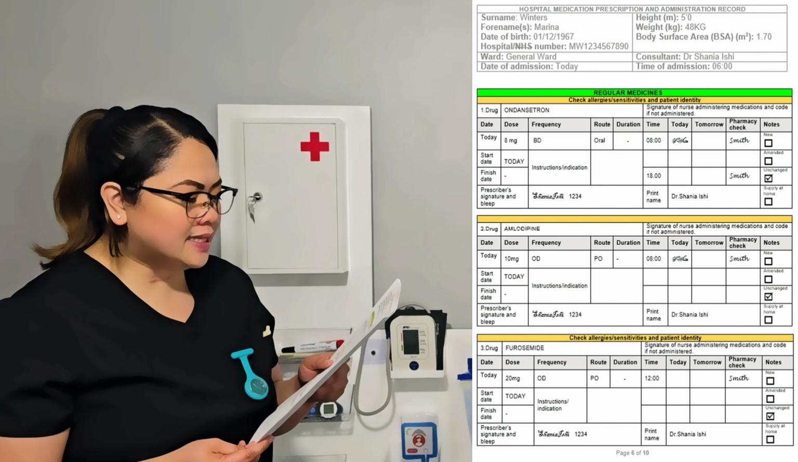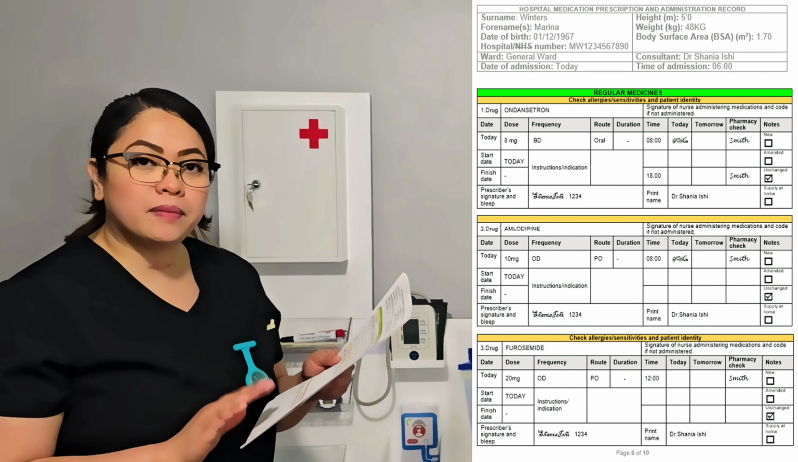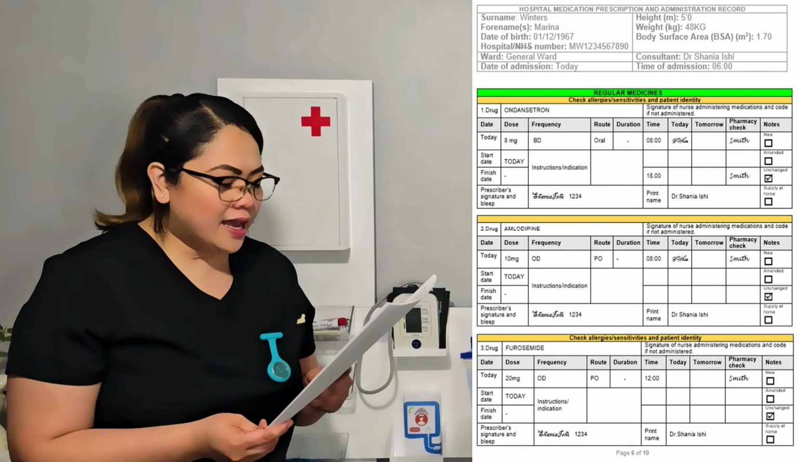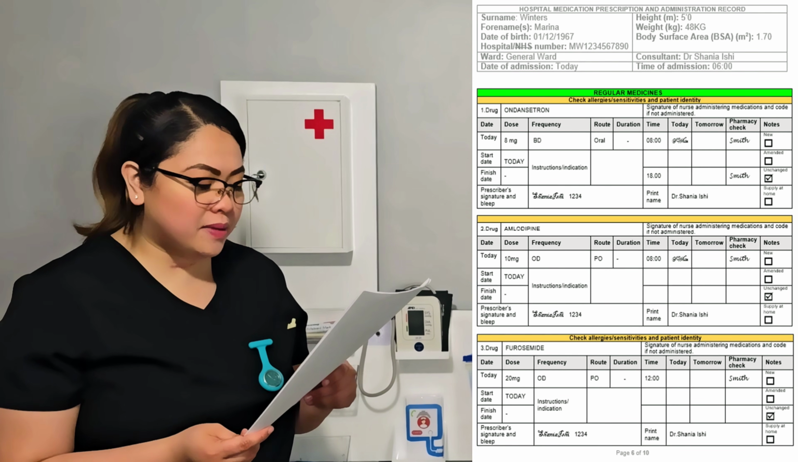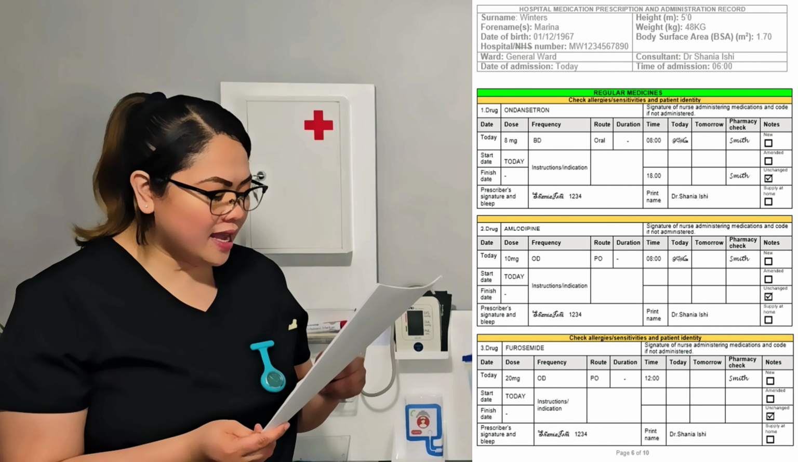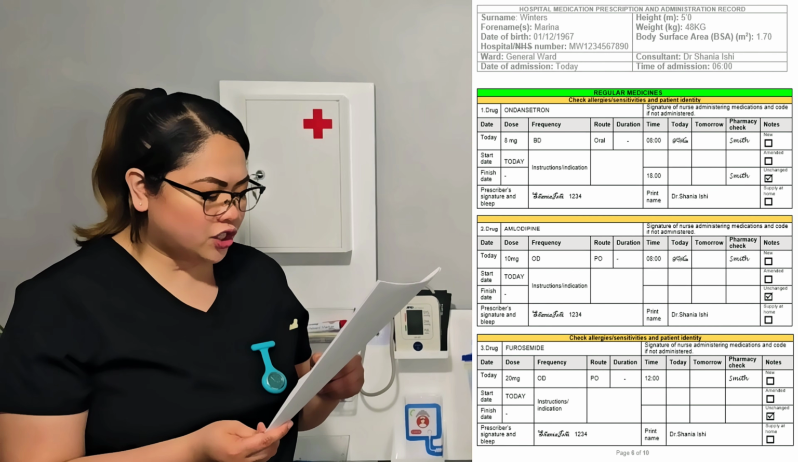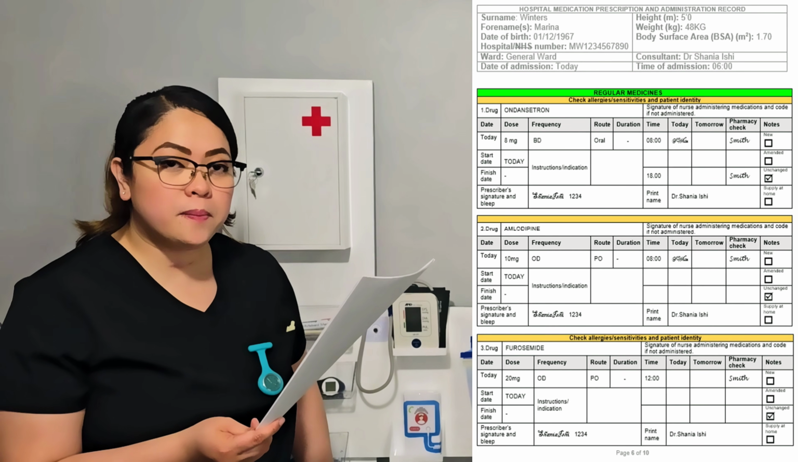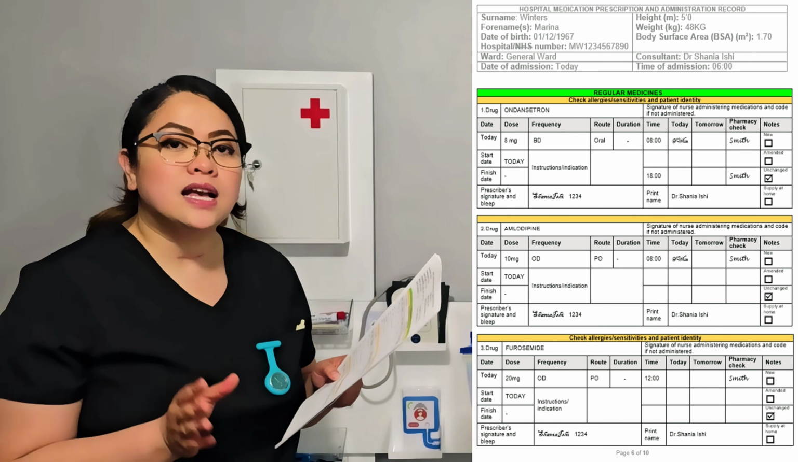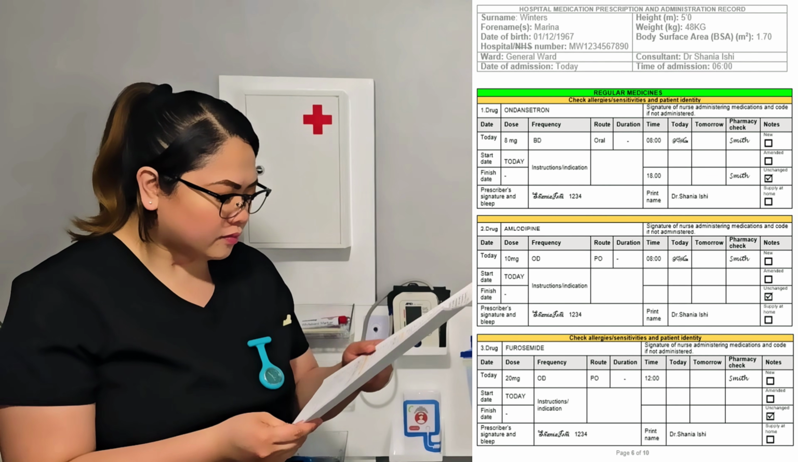The time is 8 and 18, so this is not my time. I'm gonna proceed now to the next medication. I get here amlodipine. Today, 10 milligrams orally, once a day. The start date is today. The prescriber signature, Shanai Ishii. Blip number is 1234. Printed name, Dr. Shanai Ishii is in there. And it was already given at 8, so it's already been given.